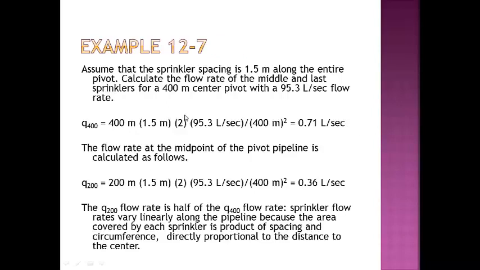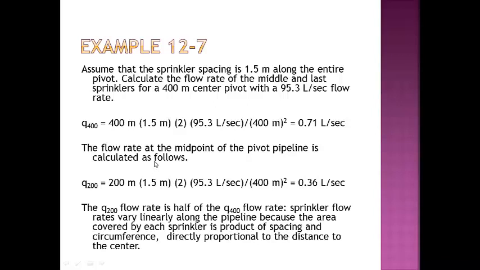So for example, if we have a sprinkler spacing of 1.5 meters, and we're looking at a sprinkler 400 meters from the center of the pivot, and the 400 meter pivot has a 95.3 liters per second flow rate, then the flow rate of that sprinkler will be 400 meters, the distance, times the spacing, times 2, times the flow rate of the entire pivot, divided by 400 squared, the length of the entire pivot, or 0.71 liters per second. And so the units work out, even though they don't appear to agree.